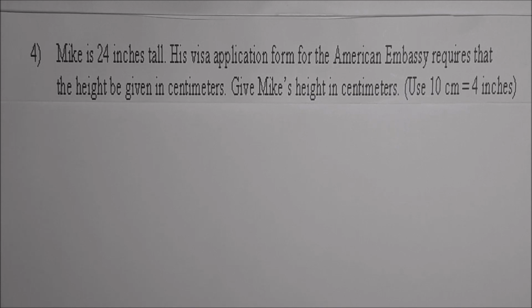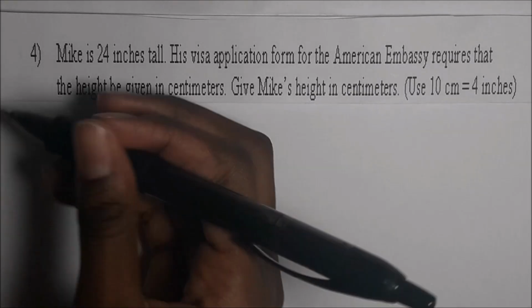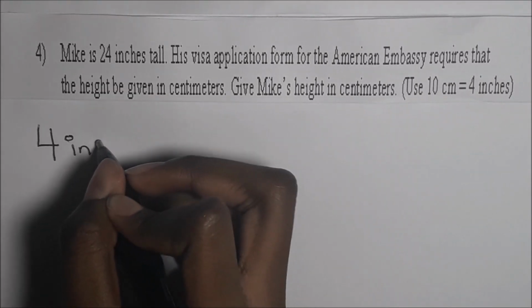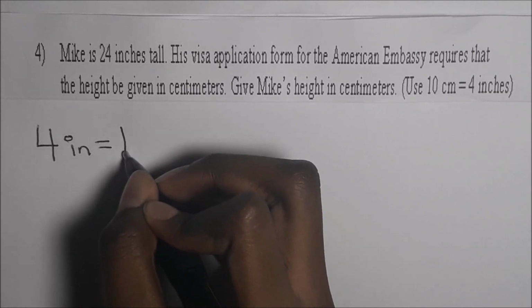So switch it around, write it under there. Just switch it around because we have his height in inches, so we have to put the inches to the front. 4 inches is equal to 10 centimeters. Write it.